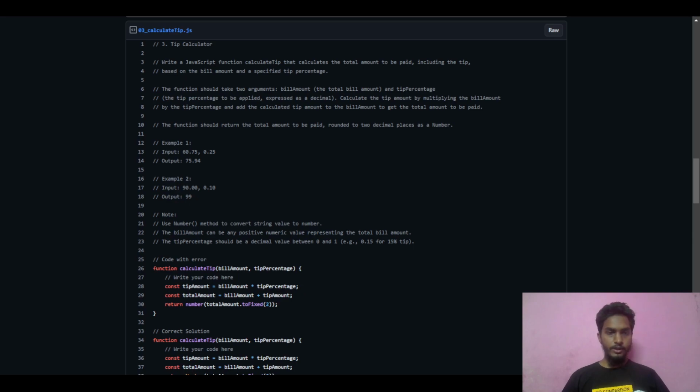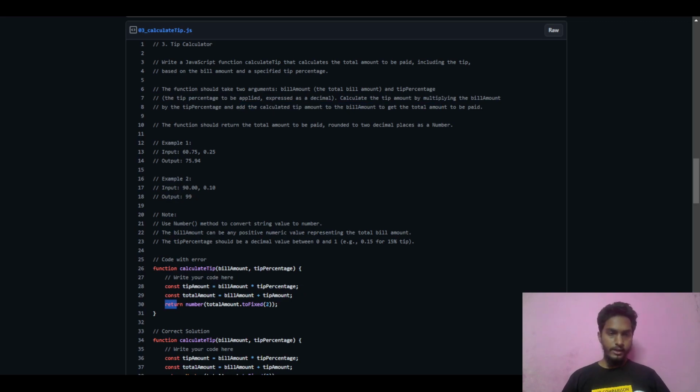So let's look at the code with the error first. In this, we are doing the tip amount calculation, bill amount times percentage. It is correct, as we can see here. Calculate the tip amount by multiplying bill amount and tip percentage. Then in the total amount, we are adding bill amount plus tip amount, as it is said here: add the calculated tip amount to the bill amount to get the total.